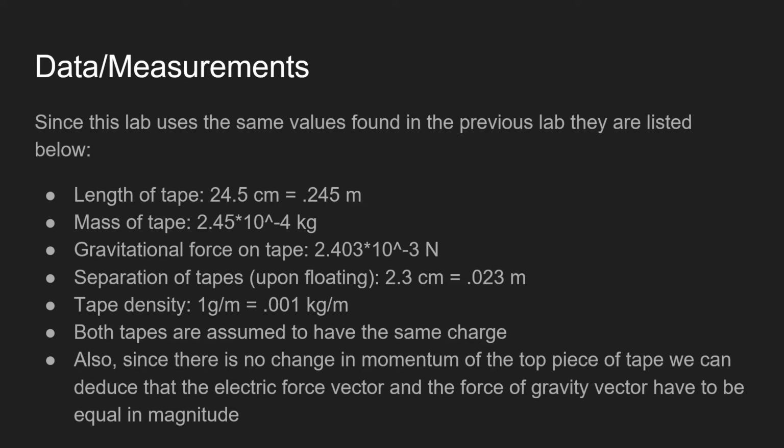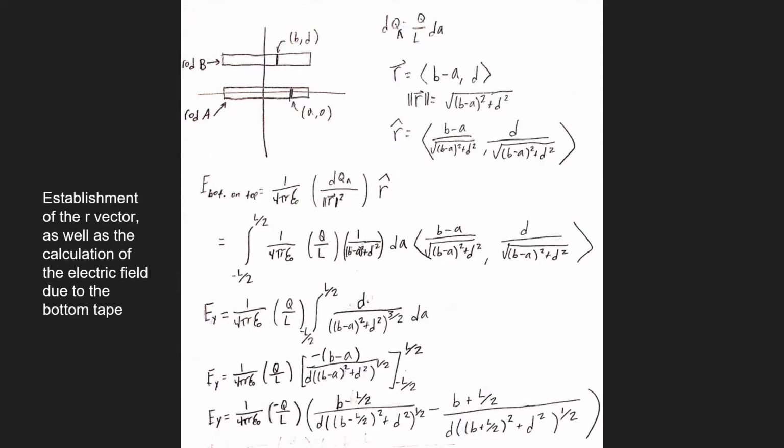So here we have a diagram meant to represent the top and bottom tapes, labeled rod B and rod A respectively. Note that we use variables to represent the location of an infinitesimally small piece of each rod. This is what we're going to be using to set up our electric field equation.